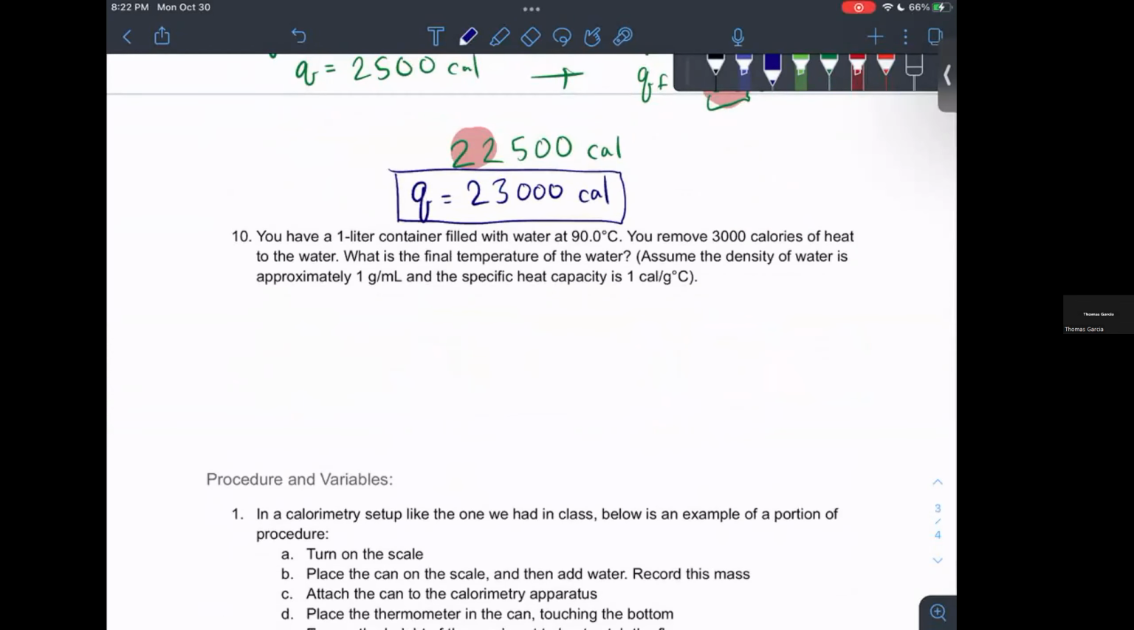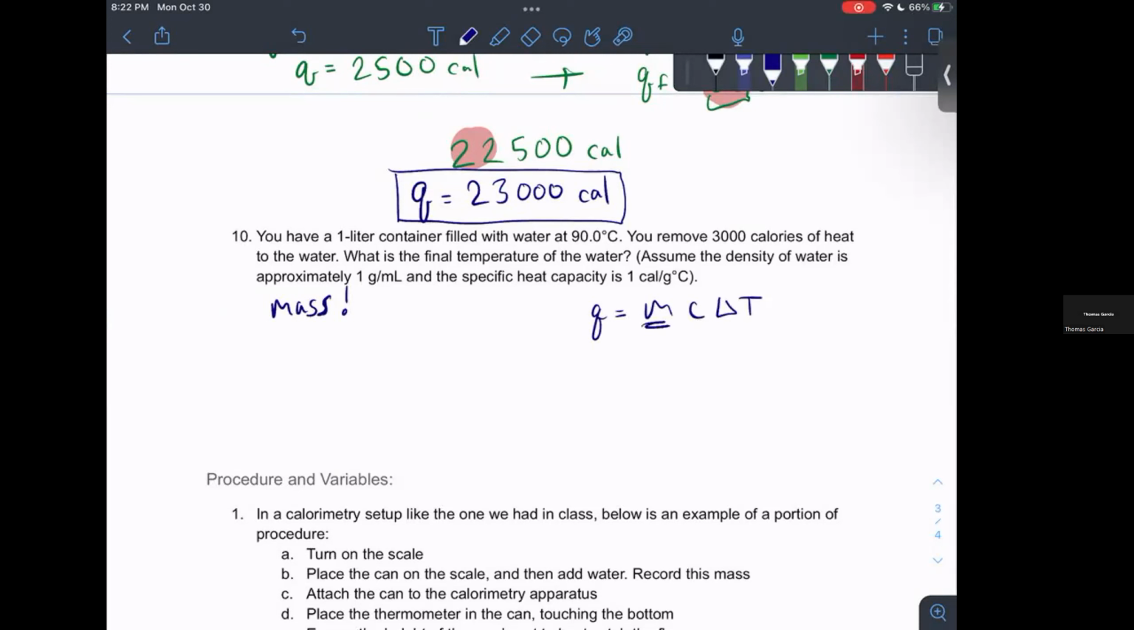Moving on to number 10. You have a 1 liter container filled with water at 90 degrees Celsius. You remove 3,000 calories of heat from the water. What is the final temperature? This one's challenging for a different purpose. For this one, we have to use dimensional analysis, which we haven't used for a bit. But assume the density of water is 1 gram per milliliter, and we have a specific heat capacity. So we first have to find the mass. We need the mass because Q equals MC delta T.